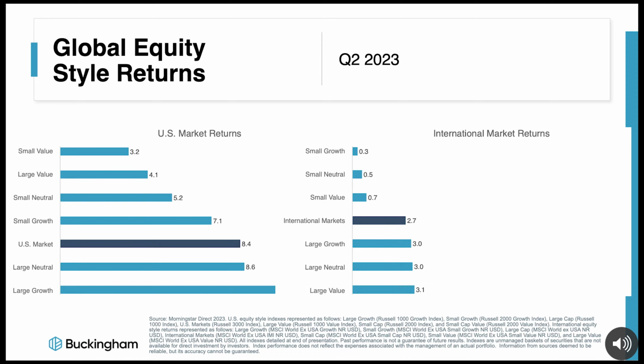U.S. returns are measured with the Russell indices, and international market returns are measured with the MSCI World ex-U.S. Index Series, which represents the global developed market performance, excluding the U.S. As we can see from the dark blue line on the chart on the left, the U.S. market was up 8.4% in the second quarter. That was a monster quarter, compared to up 2.7% for developed international markets on the chart on the right.